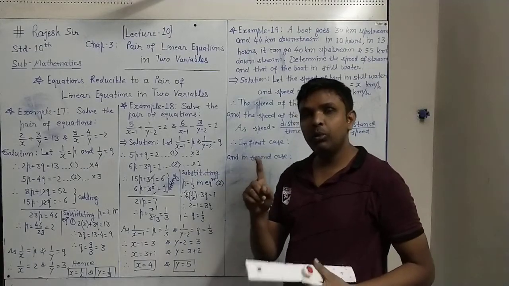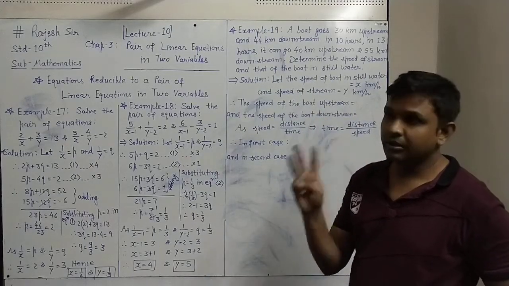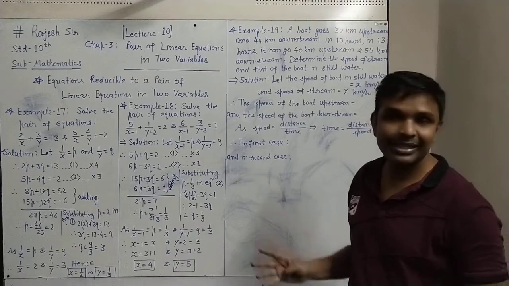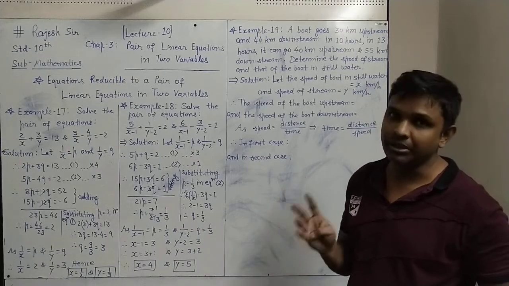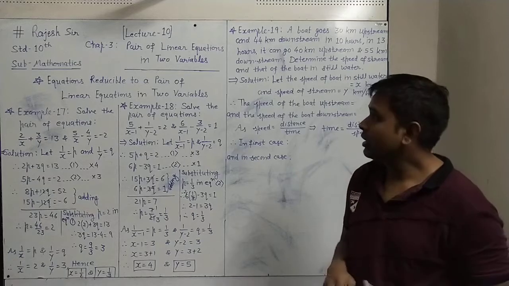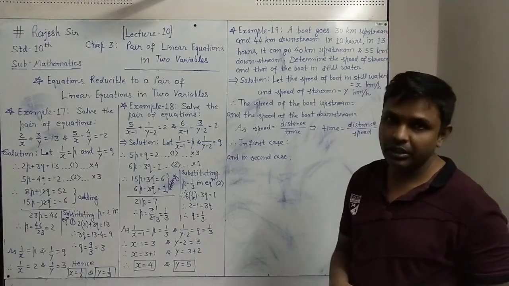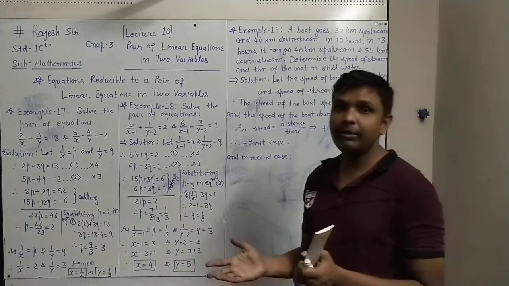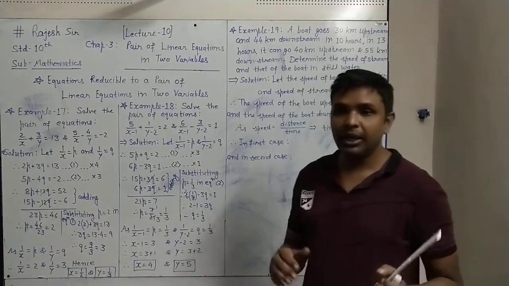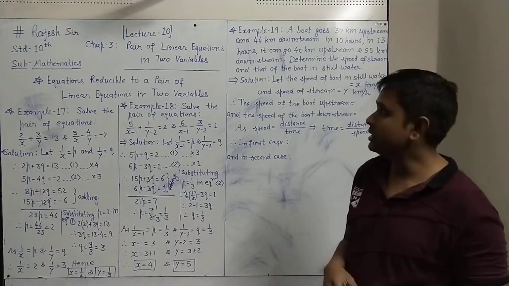Graphical method, number 1. Number 2 was substitution method. Third, elimination method. And fourth, in the last lecture we have seen the cross multiplication method. So all four methods we have seen. Now we will see some different situations of the given equation and whether we can reduce them to a pair of linear equations and then solve it. Some typical examples we will see here.